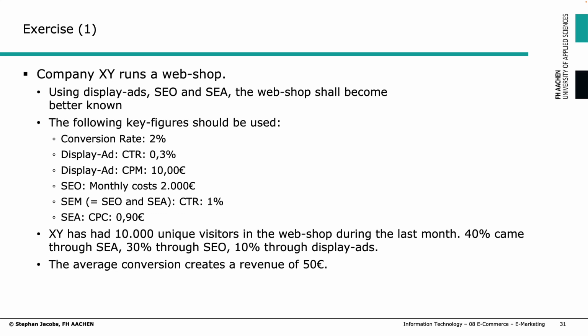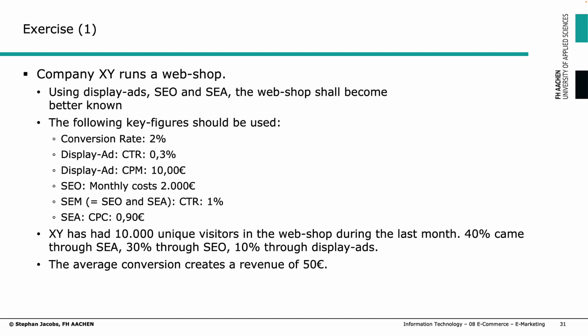So the conversion rate, independent of the methods SEO or SEA or display ad, is always 2%. The CTR for display ad is 0.3% and the display ad CPM is 10 euro. The cost for SEO is a monthly cost of 2,000 euro and the CTR for SEM, search engine marketing, so SEO and SEA together, is 1%. For SEA you have to pay per click and the CPC is 0.9 euro. At the end of a month, you find out that 10,000 unique visitors have been in your web shop during the last month.